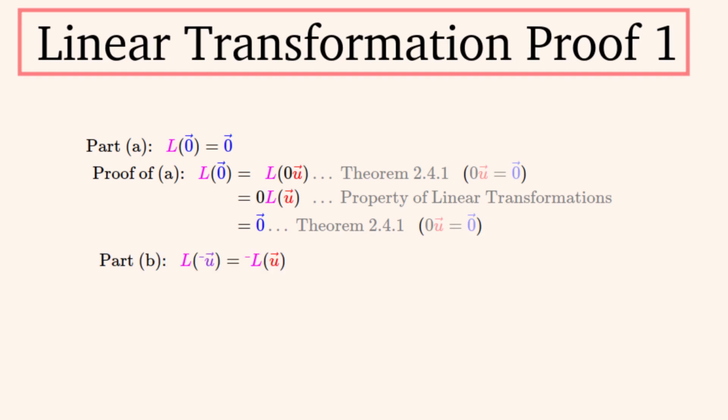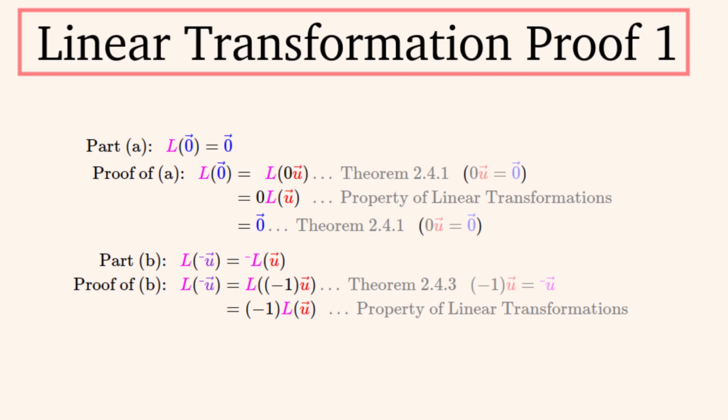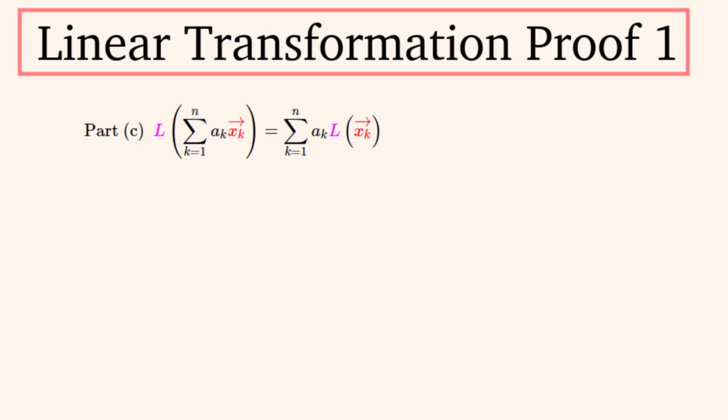Now to prove part B, which is the linear transformation applied to the negative of a vector. We can use another theorem to expand out the negative vector inside the function. Then we can use the property of linear transformations to move the negative one outside the function. Then we can apply this theorem to get the negative of the linear transformation, thus proving part B of this theorem.